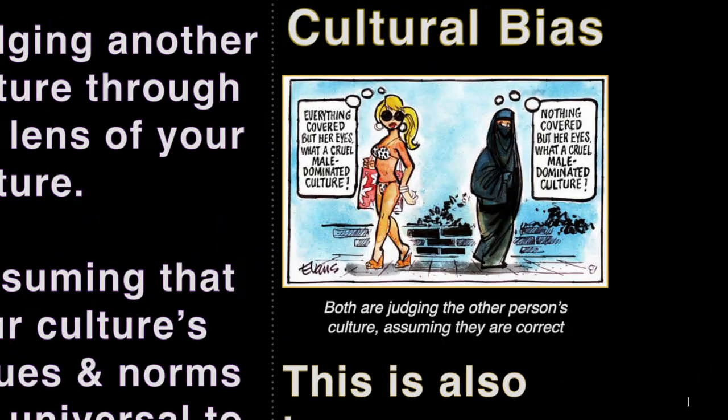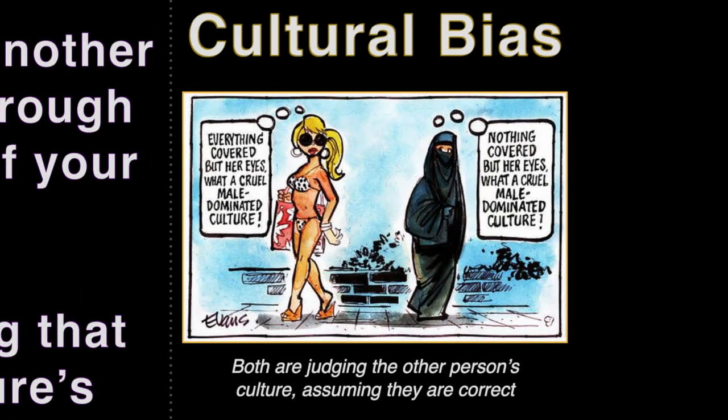I think this cartoon shows cultural bias in such a neat way, where both people are judging the other person's culture, assuming they're correct. Whether everything's being covered but her eyes or nothing's being covered but her eyes, the other is assuming that they're part of this male-dominated culture where females have no agency, no control. There might be some truth to either of those people or both, but they're both judging the other as if their culture doesn't have that, or that they're more free or liberated or empowered than the other culture. And there might be truth to it, right? I'm not saying that it's automatically wrong, but it's worth exploring and it's worth checking our biases.